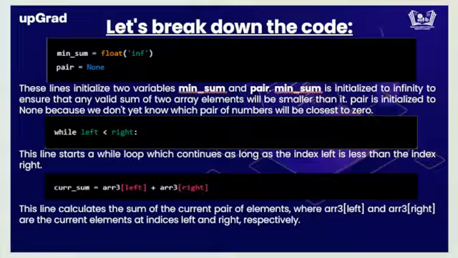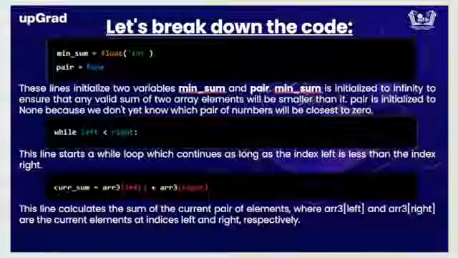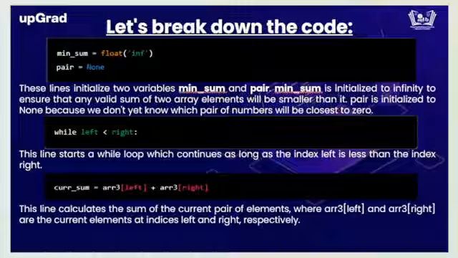The next line: current sum equals array left plus array right. This line of code calculates the sum of the current pair of elements, where array left and array right are the current elements at the indices left and right respectively.